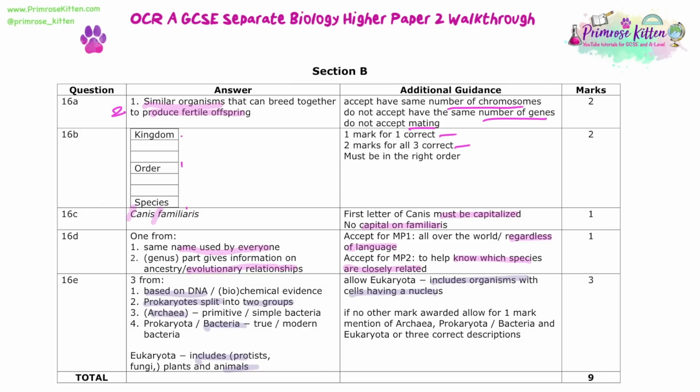If you didn't get any of those marks, so if you didn't get the mark based on DNA, if you didn't get the prokaryotes to split up, if you didn't get the mark for saying what archaea are, or the mark for saying what true bacteria are, or a mark talking about what's in the eukaryotes, if you mentioned just the 3 domains or 3 correct descriptions of the domains, you can have 1 mark if you didn't get anything else from the list on the left-hand side.